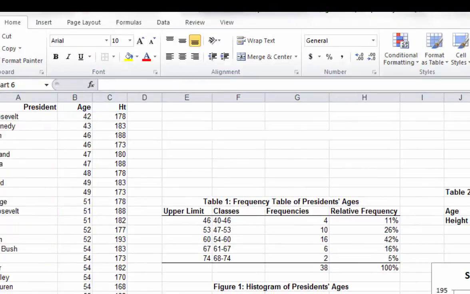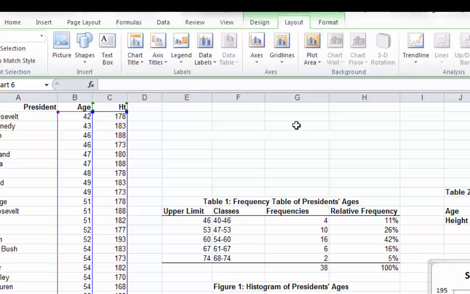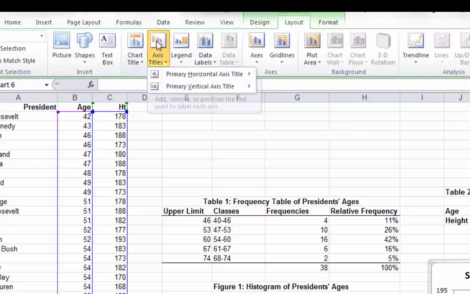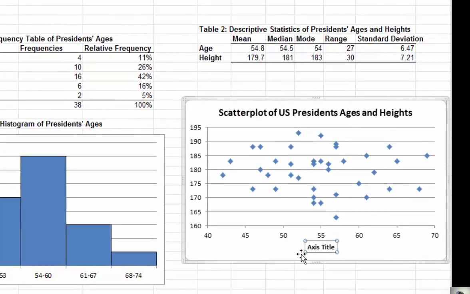So we're going to click on our scatter plot. Up here at the top we have Chart Tools that are available to us. Let's click on Layout. Let's go to Axis Titles. We want Primary. Let's do a horizontal axis title. So let's have the title below the axis. Of course, the x-axis is age, so we can just type in age. We could type in U.S. president's age if we wanted to, but we know up here by the title it is U.S. presidents, so we could just put age.